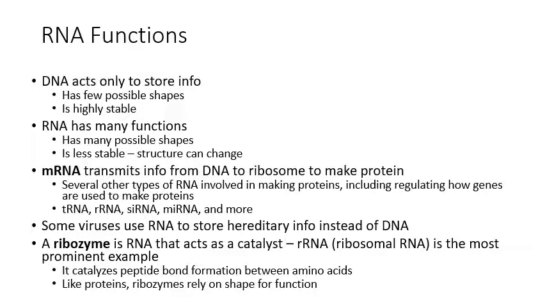But then siRNA and miRNA are involved with regulating the process of transforming mRNA into protein. So RNA can also have regulatory functions as well. So it has a lot of different functions. It can have all those different functions because it can have a lot of different shapes. So it's bad at storing information because it's not very stable, but it's good at doing a lot of different functions because it has a lot of shapes that are possible for it.